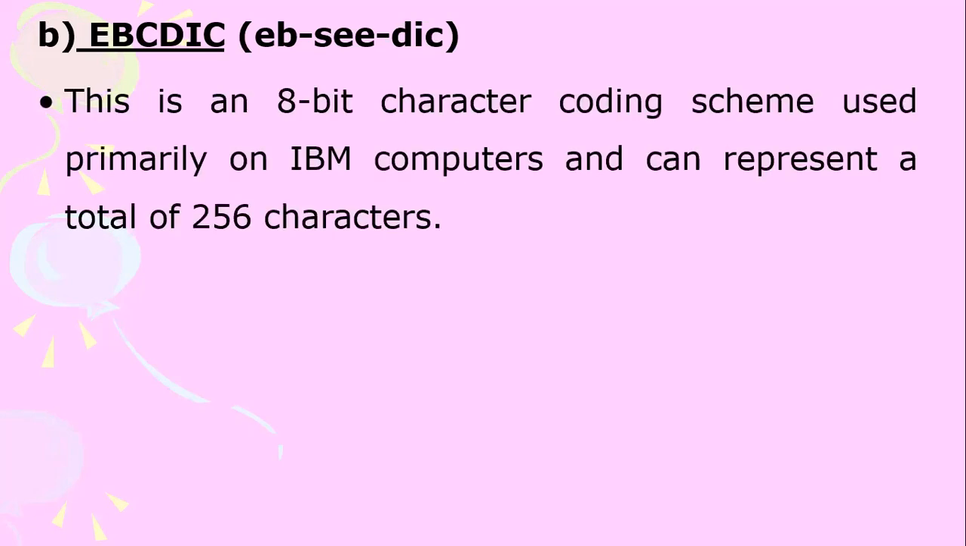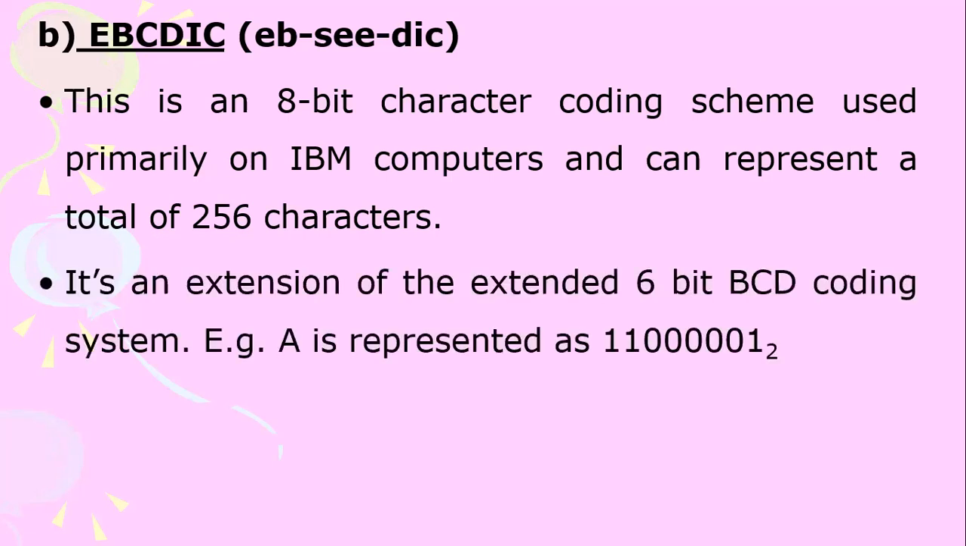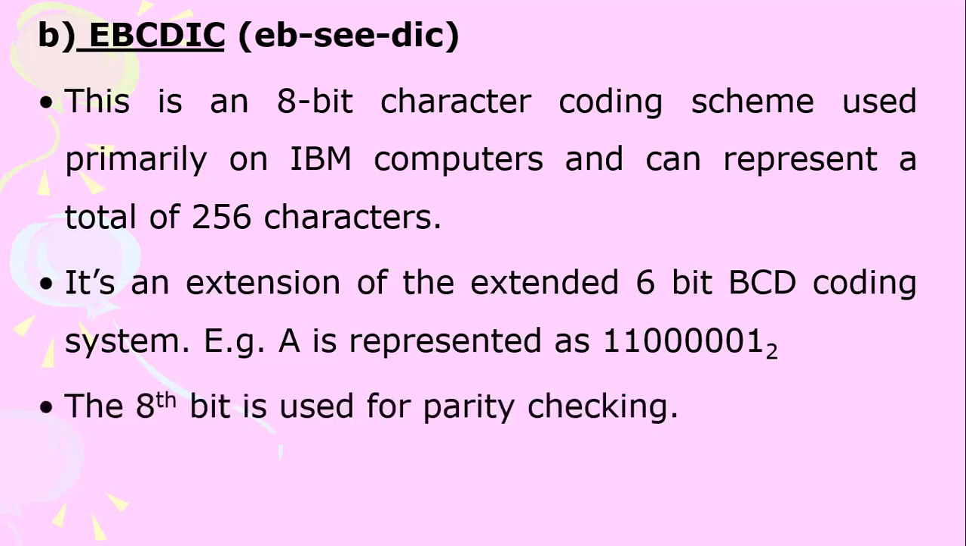EBCDIC is an 8-bit character coding scheme used primarily on IBM computers and can represent a total of 256 characters. It's an extension of the extended 6-bit BCD coding system. For example, A is represented as 11000001 to base 2. The 8th bit is used for parity checking.